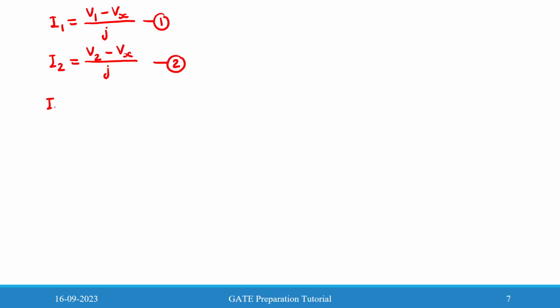So we can write that I1 is equal to V1 minus Vx divided by impedance, that is J. So we can term it as 1, and I2 will be V2 minus Vx divided by J, that is 2, and I3 will be V3 minus Vx divided by J, that is 3. So these three equations we got. So now we need to eliminate Vx.